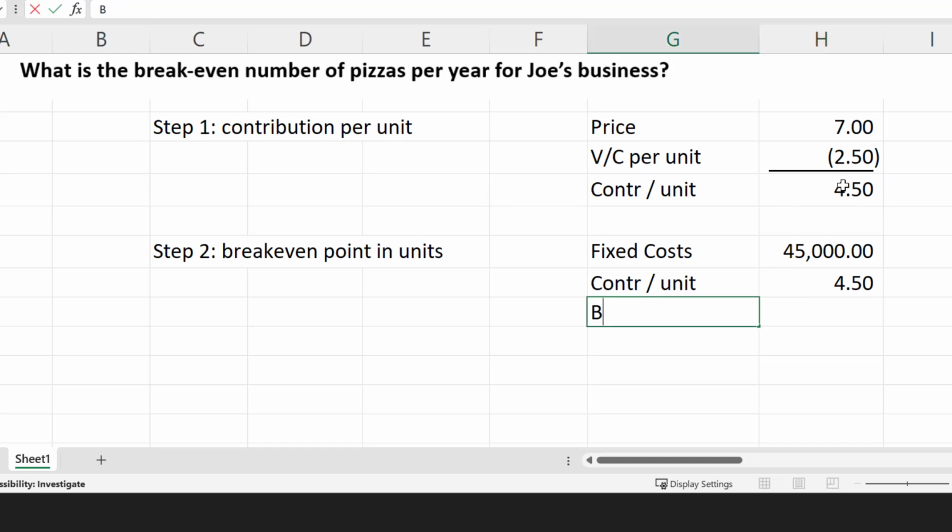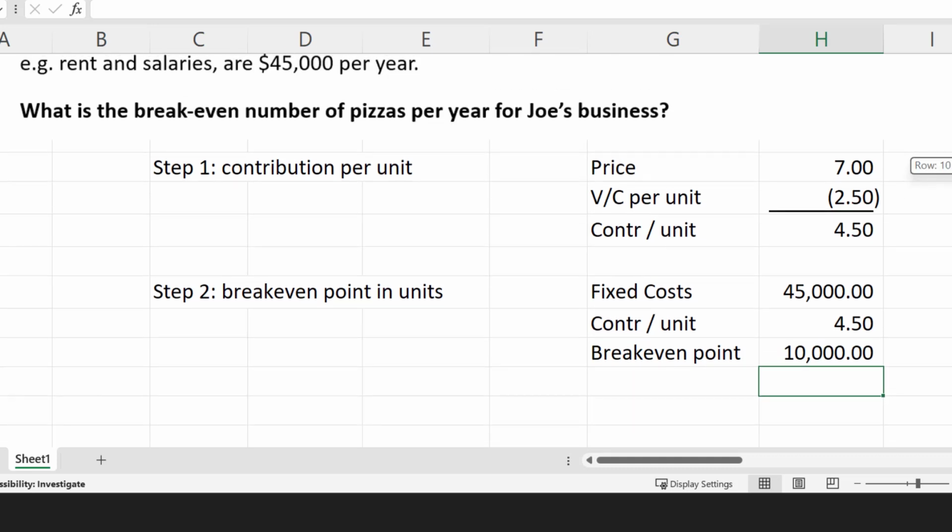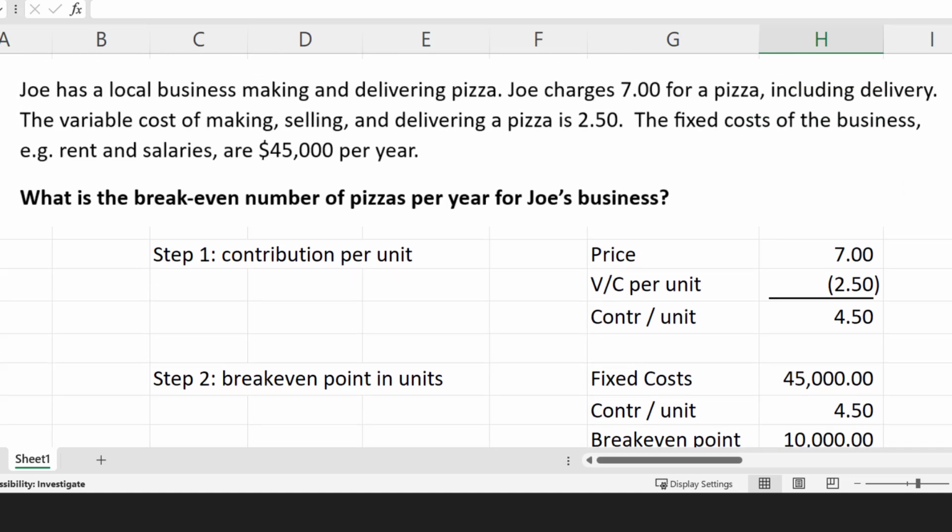So the break-even point in units. Well, we have $4.50 for every unit after we cover the variable costs. So we divide one by the other, and that tells us our break-even point. 10,000 units. Team, that is how we calculate a break-even point in units. We divide the fixed costs by the contribution per unit.